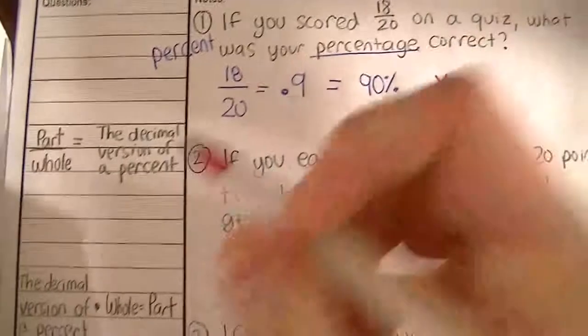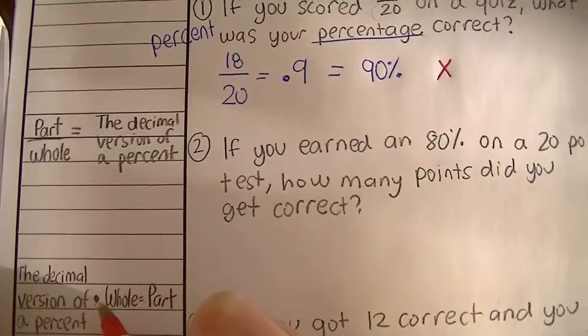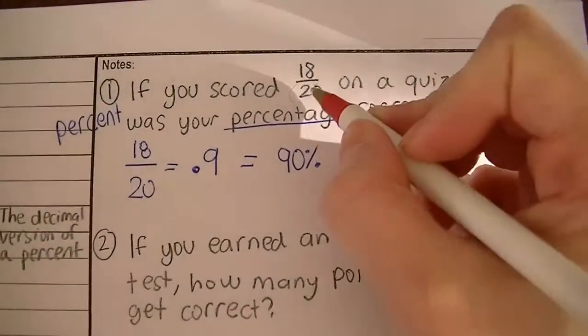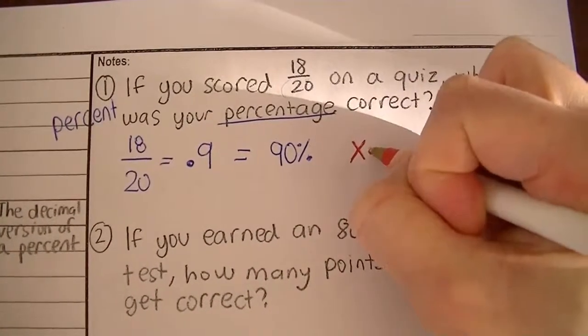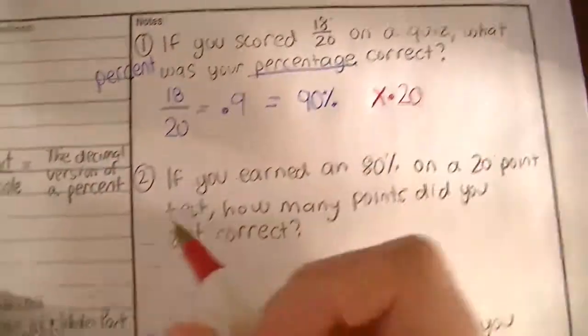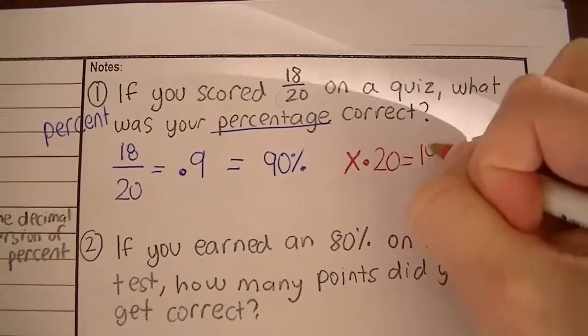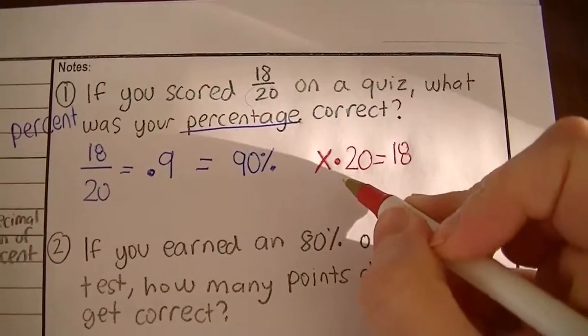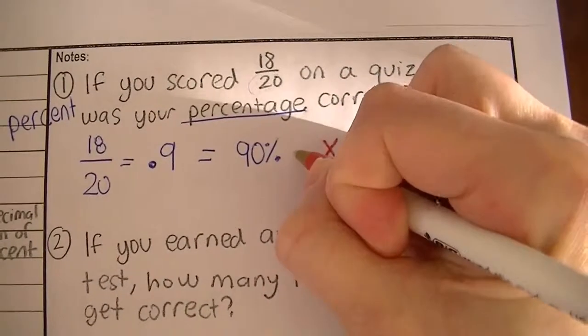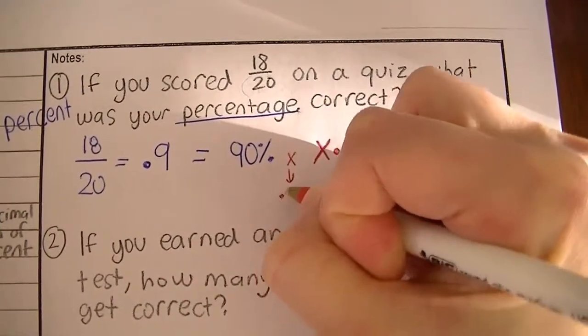Okay, we don't know the decimal version of the percent. We're going to multiply that by the whole, and we know that the whole is 20. And then that would give us the part, and remember the part right there is 18. So with this problem right here, we're going to just solve for x. We started with x, then we just multiplied it by 20.